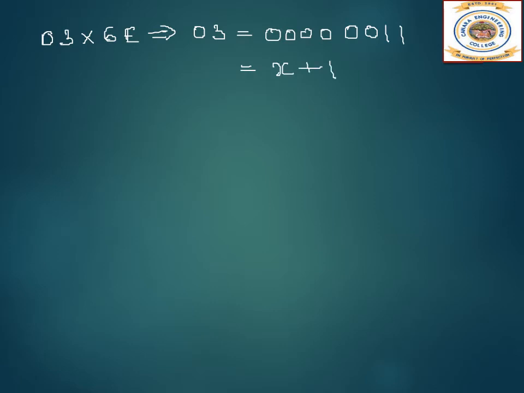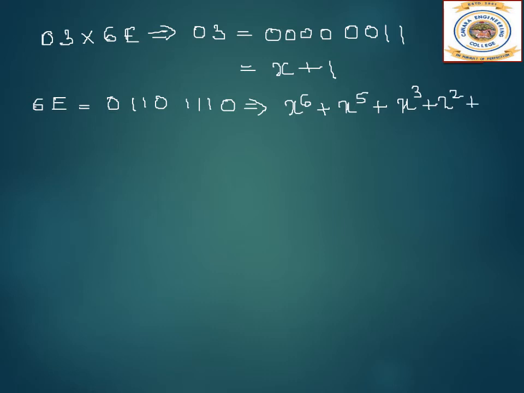And next is the 6e representation. First 6e in the binary form. It is 0, 1, 1, 0 and e is represented as 1, 1, 1, 0. Now the polynomial form of this is x to the power 6 plus x to the power 5 plus x cube plus x square plus x. Now we will multiply. So x plus 1 into x to the power 6 plus x to the power 5 plus x cube plus x square plus x.